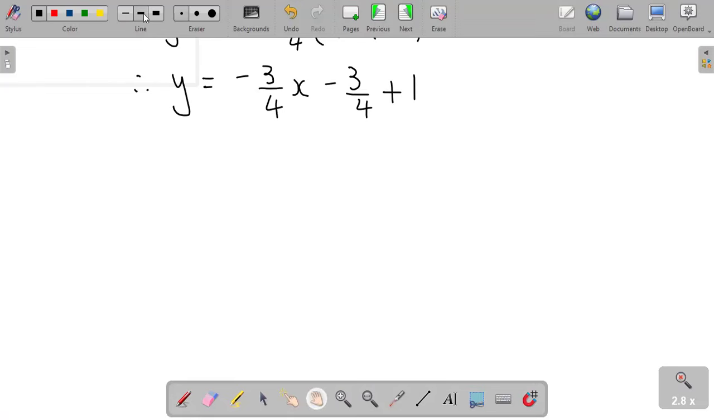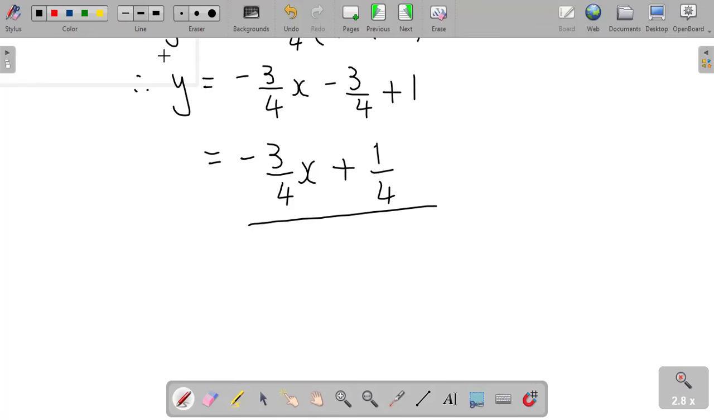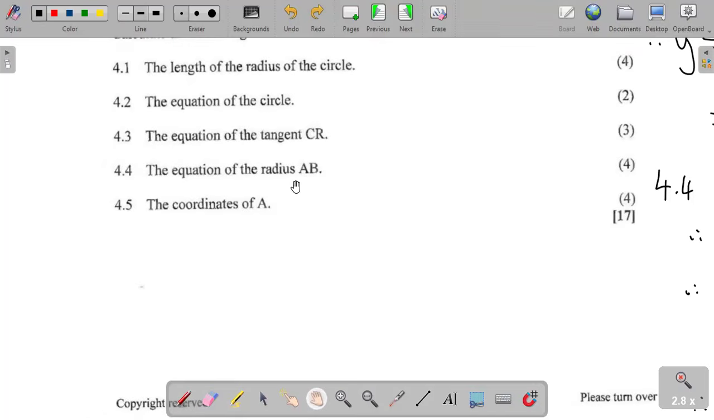And then we go down. So then our equation is negative 3 over 4x plus 1 over 4. You add the 2 here, you get plus 1 over 4. So this is the equation of the line AB, the radius of the circle. Equation of the radius AB, yes.